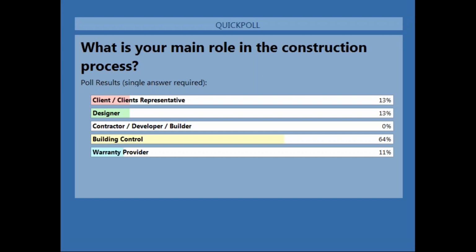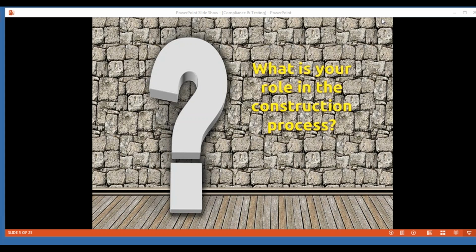And now, hopefully, through the miracle of technology, you should now be seeing the results of the poll. So about 2/3 of you today are working in building control. Another, I suppose, just over a quarter are either the designer or the client, and then we have a proportion working for warranty providers, but nobody really from the contractor, developer, builder side with us here today. Okay, so we'll hide that, drop that off.